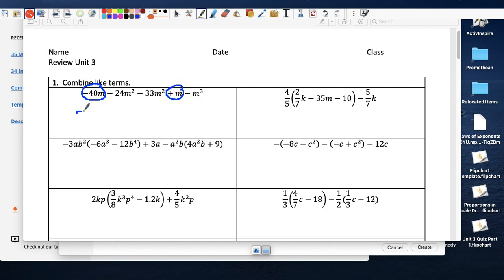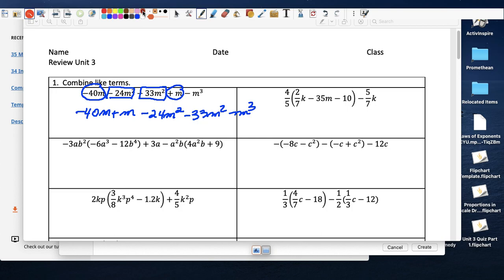So those two are together. If you want to write them next to each other, be my guest. If you don't want to, don't. The next like term is negative 24m squared, and that's going to subtract with negative 33m squared, and then minus m cubed. So that guy at the end will just hang out, do nothing.